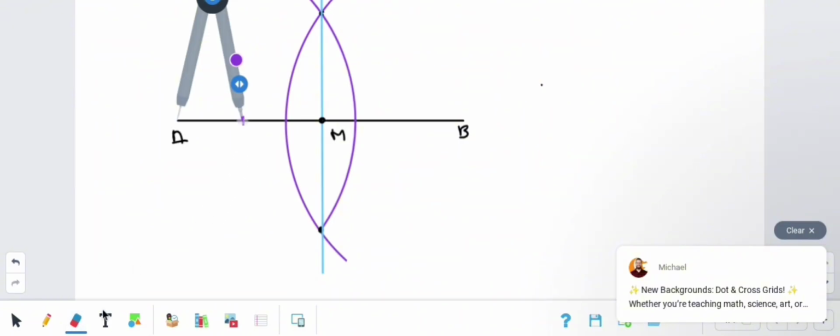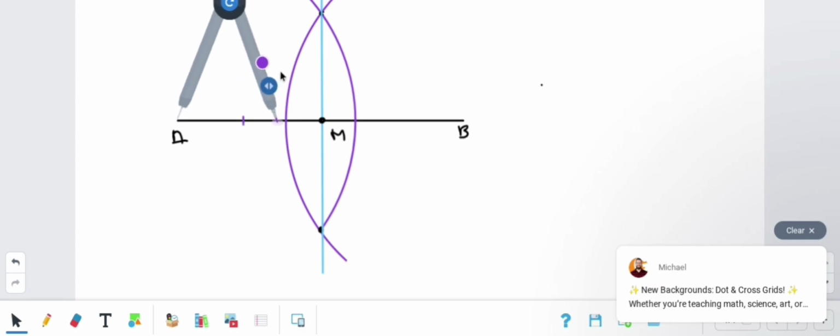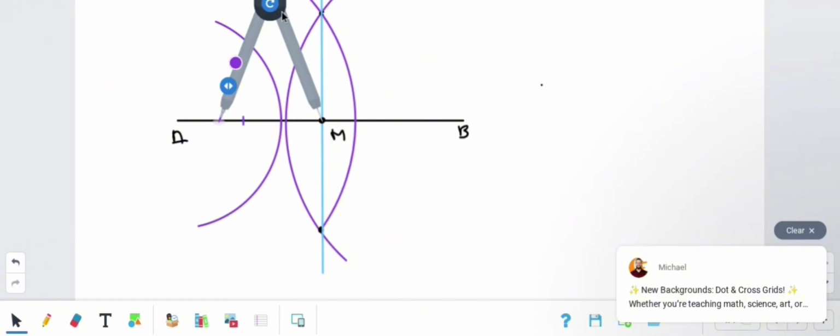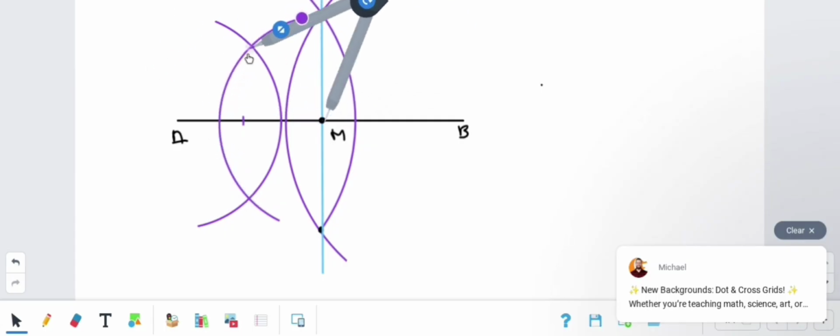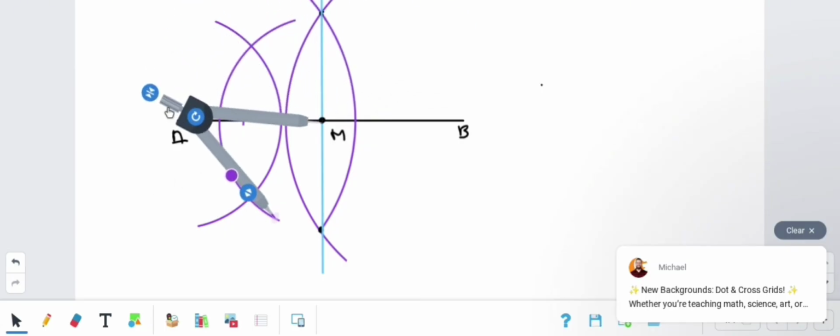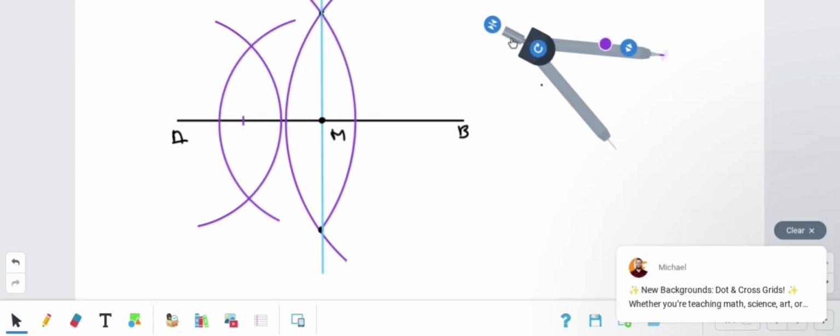Okay, so again, what I'm going to do is take my compass and extend it almost halfway through the distance of A and M, and draw a perpendicular bisector. Then I'm going to flip it with my compass and place it on point M. Again, this is not going to be as precise as yours, but it's just showing the overall steps.